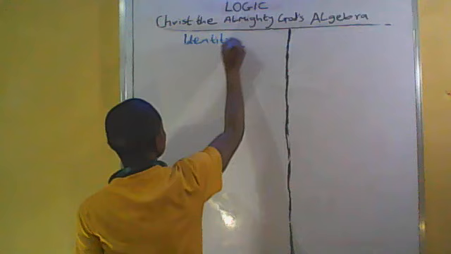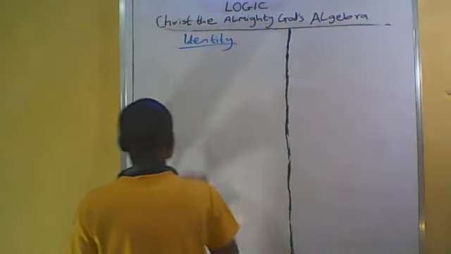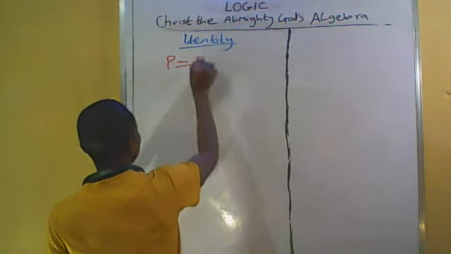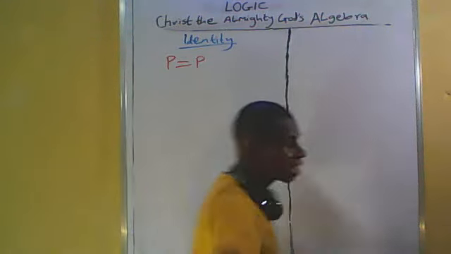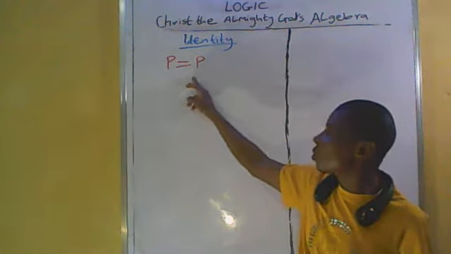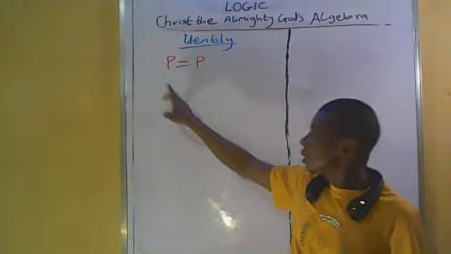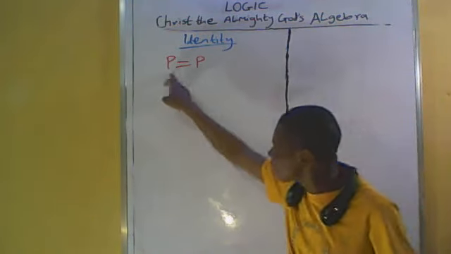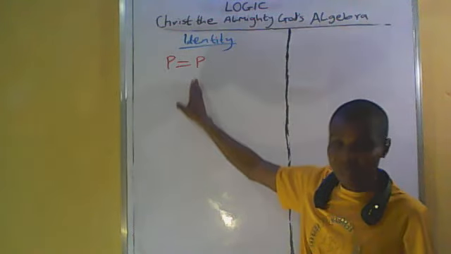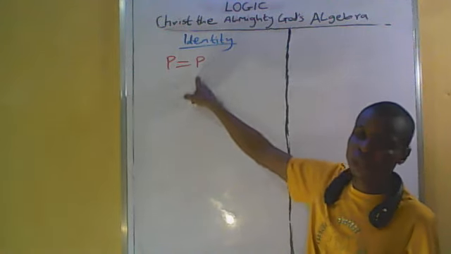Identity. That means P is equal to P. This is a typical example of identity. You will see that this equation is a logical equivalent. You find out that P is equal to P, they have the same syntax and also the same value. That means the same semantics. That means whenever this P is true, also this P is true.